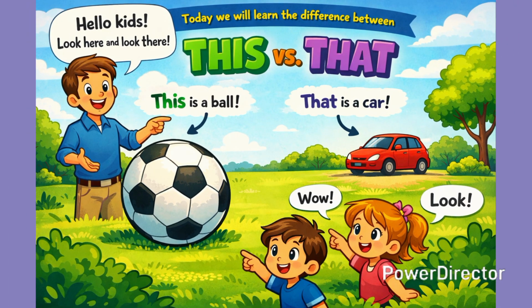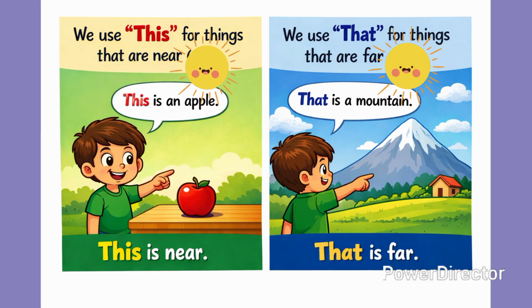Look here and look there. This is a ball. That is a car. Today we will learn the difference between this and that. We use this for things that are near. We use that for things that are far.